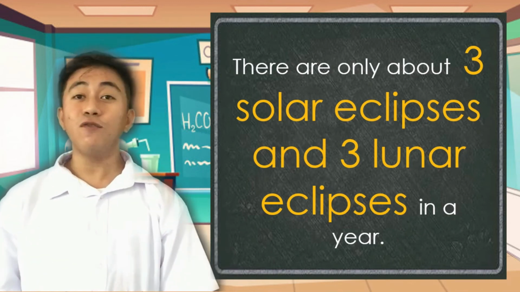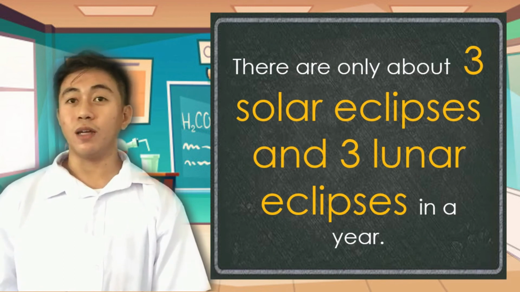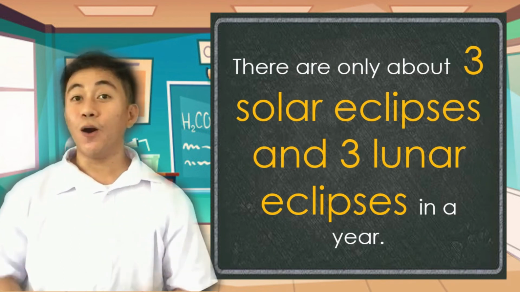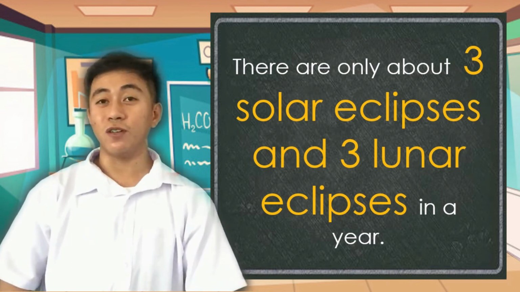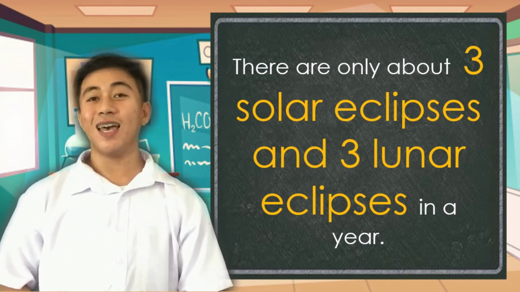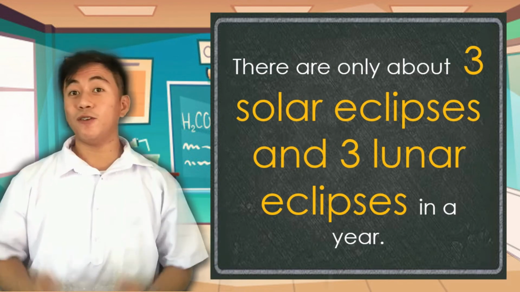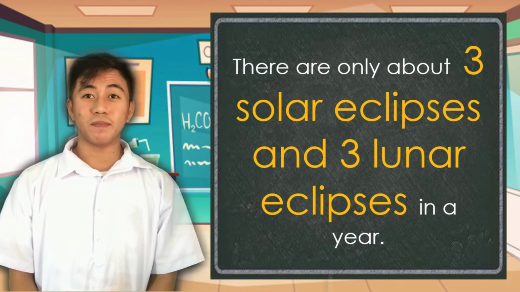They do not happen every month because the Earth's orbit around the Sun is not in the same plane as the Moon's orbit around the Earth. Only when the Moon is crossing the plane of the Earth's orbit, just as it is lining up with the Sun and Earth, will an eclipse occur. Do you understand now how eclipses occur?